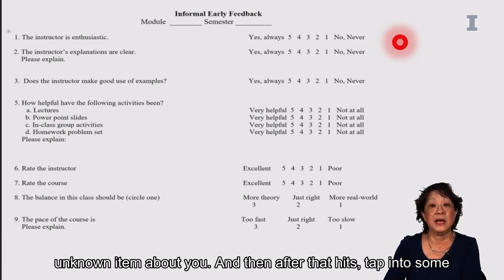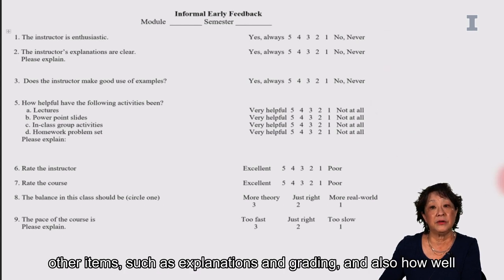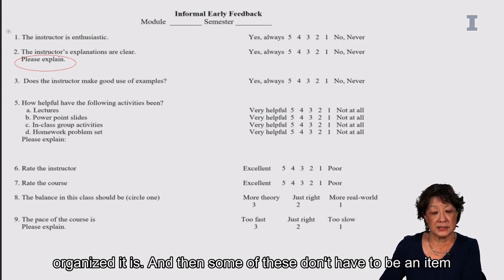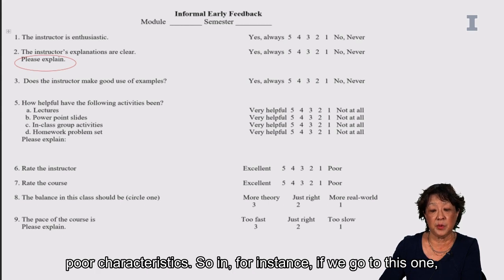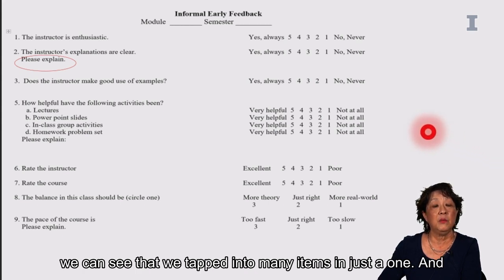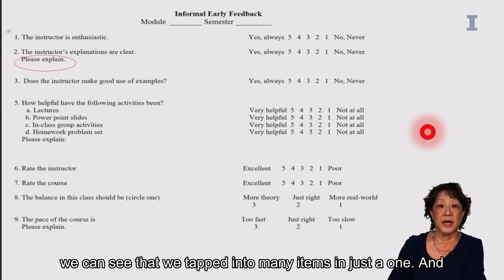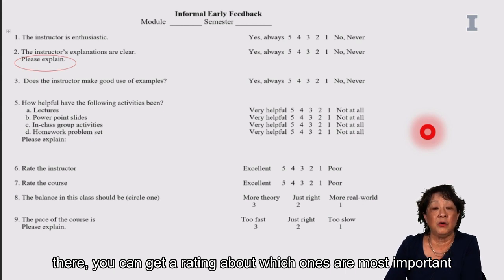And then after that, tap into some other items such as explanations and grading and also how well organized it is. And then some of these don't have to be an item per characteristic. So for instance, if we go to this one, we can see that we tapped into many items in just one. And there you can get a rating about which ones are most important on there.